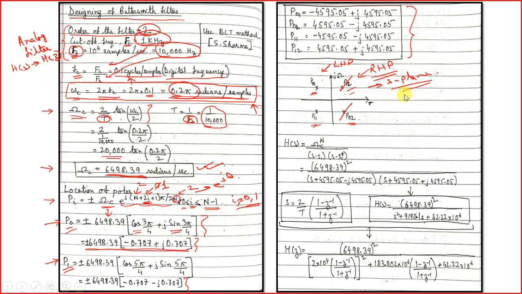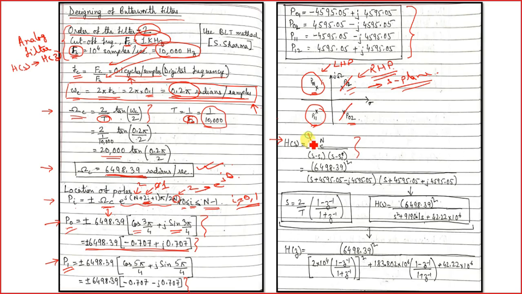So from here we will now deduce the analog transfer function. Now here the analog transfer function is given by omega c to the power n divided by s minus s1 multiplied by s minus s1 conjugate. So if you see over here, when you have calculated one pole, the other pole is in the conjugate form. So what you have to put? You have to put the values of s minus the location of P01 multiplied by s minus the location of P11. Okay.